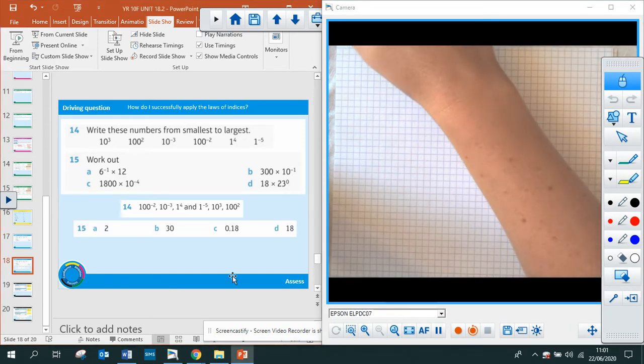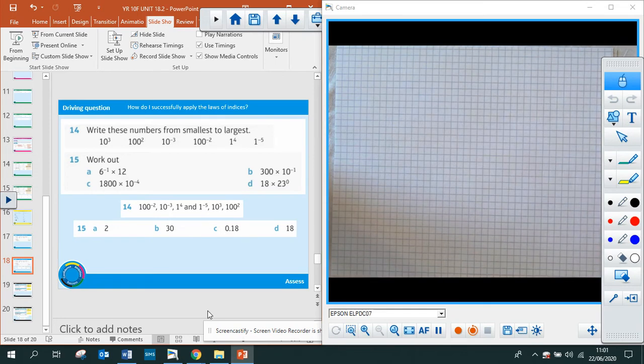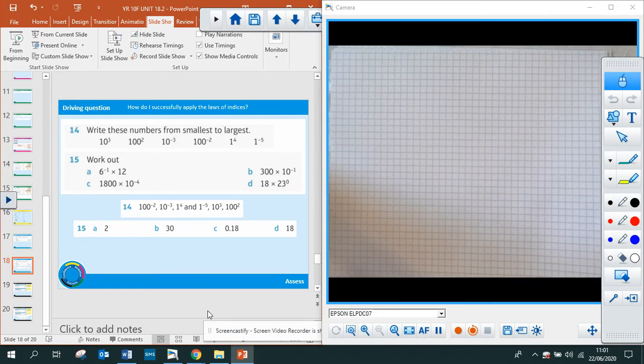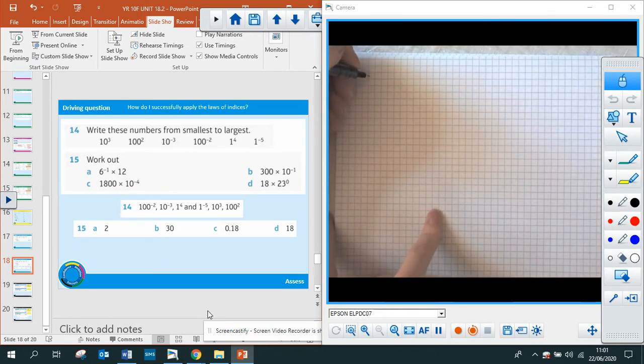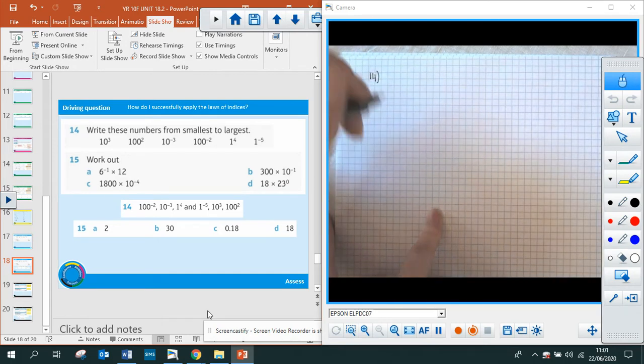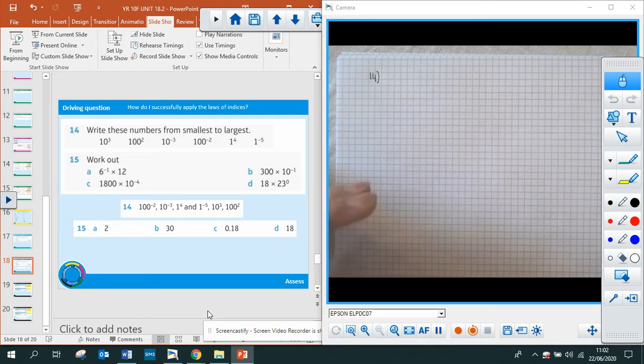Okay, so the answers are there on the screen for you. Now what I'm going to do is go through the solutions for each. So for 14, we needed to write those numbers from smallest to largest, okay? Now, if we start with 10 to the power of 3 and 100 to the power of 2, we know that they're bigger numbers than the rest, because the rest are either raised to a negative power or they've got 1 to the power of something, okay?